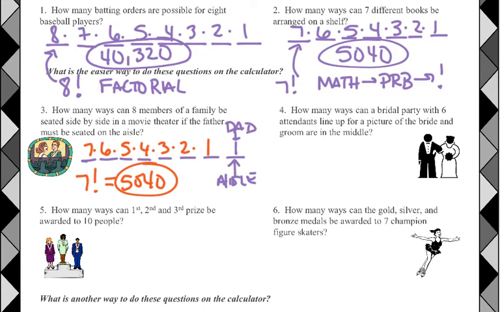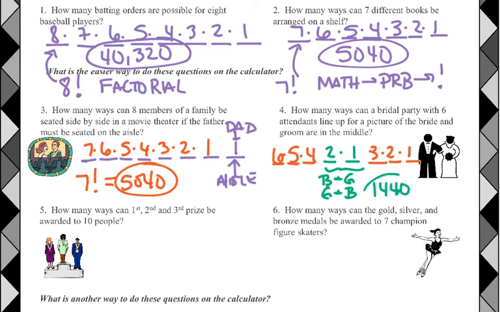How many ways can a bridal party line up? If there's 6 attendants, the bride and the groom are in the middle, so you've got 3 on one side and 3 on the other. So the 6 attendants would be 6, 5, 4, 3, 2, 1. And what about the bride and groom? How many ways can the bride and groom line up? Well, there's actually 2. They could be bride and groom or groom and bride. And if you multiply all that together, we're at 1,440. So you just have to think about each little situation.